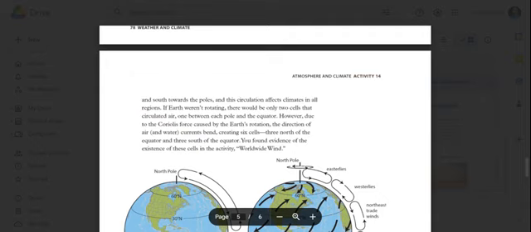If Earth weren't rotating, there would be only two cells that circulated air, one between each pole and the equator. However, due to the Coriolis force caused by Earth's rotation, the direction of air and water currents bend, creating six cells, three north of the equator and three south of the equator. You found evidence of the existence of these cells in the activity worldwide wind.